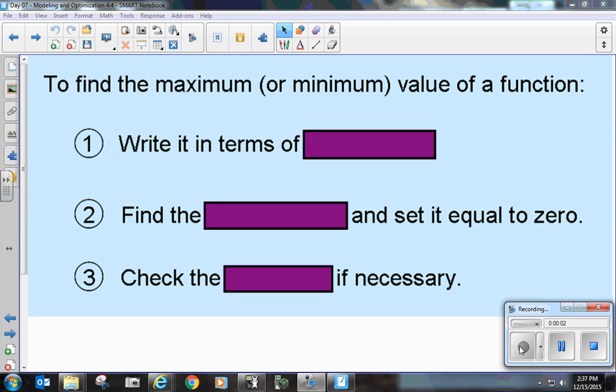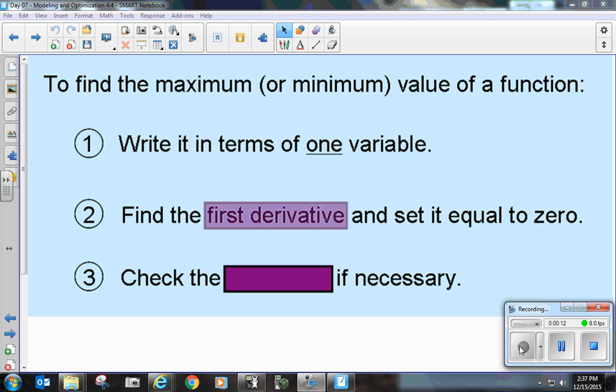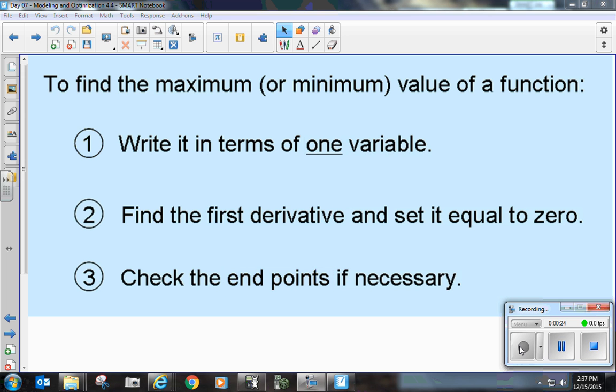Right, to find the maximum or minimum value of a function, we want to write our terms in one variable equation. All right? Next, we want to find the first derivative and set it equal to 0. That will give us our critical points. Okay? And what happens at critical points? That's where our maximums and minimums occur. And lastly, if there are any endpoints, we want to check those if necessary.